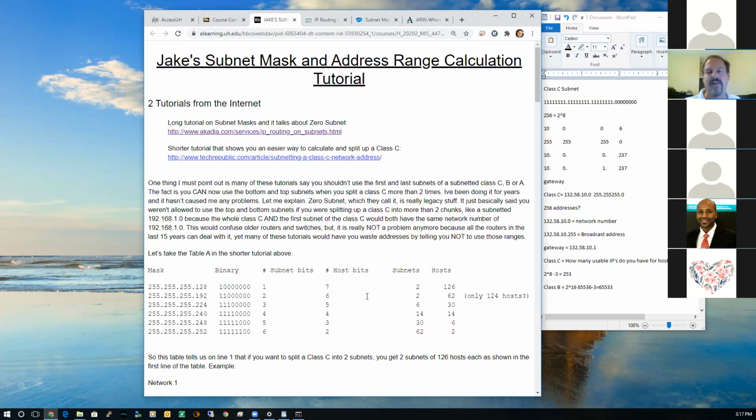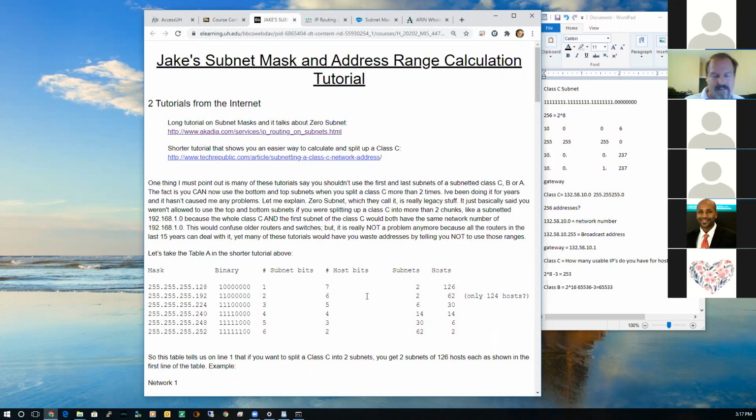You can break it down into any power of 2. In other words, you can cut it in half. You can cut it in fourths. You can cut it into eighths. You can cut it into sixteenths. You can cut it into 32nds. You can't cut it into thirds or sixths or ninths or weird amounts like that. You can cut a network in half.